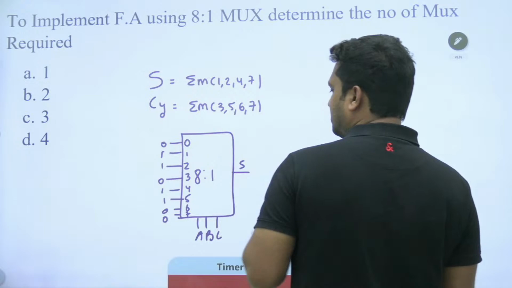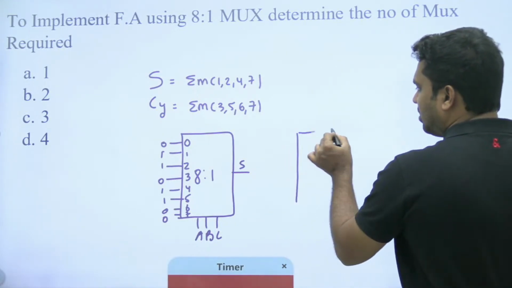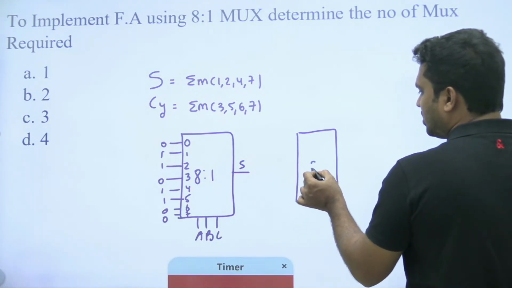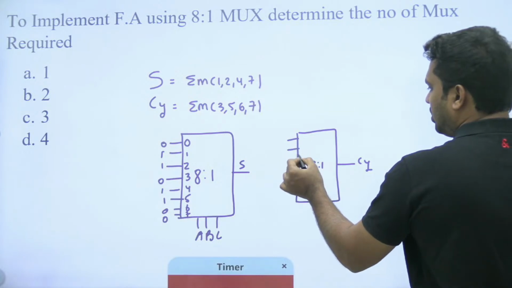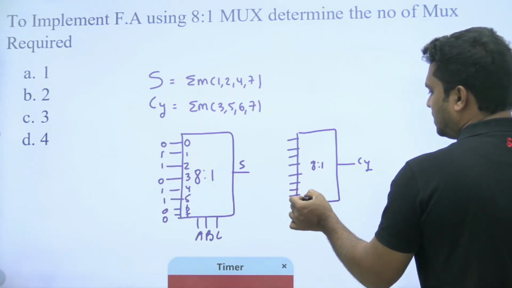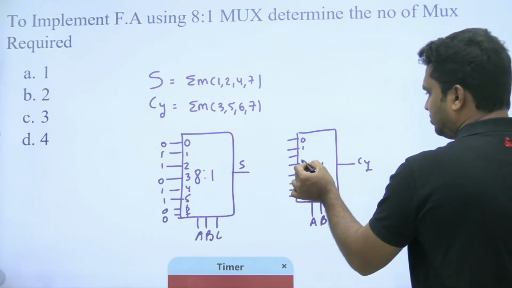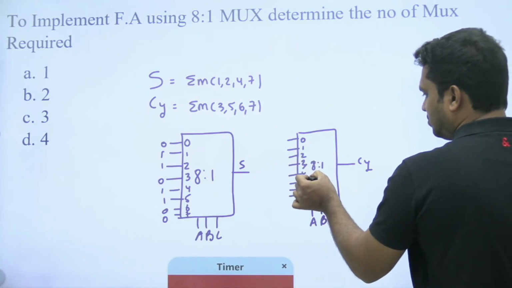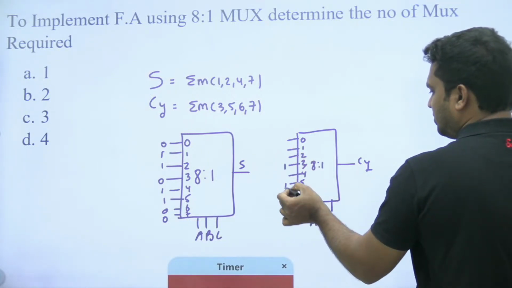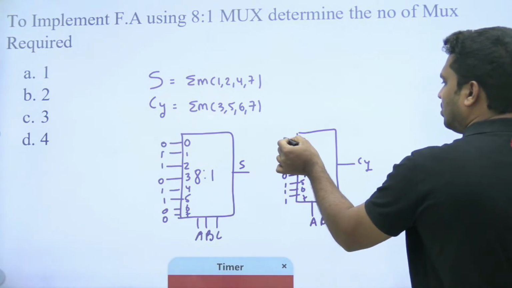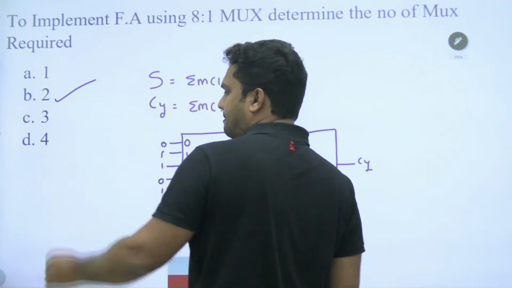That is sum. But for carry, one mux can implement only one function. Adder contains two functions. What are they? Sum and carry. So for carry you require one more multiplexer. A, B, C are the selection inputs. Sum of the minterms 3, 5, 6, 7. That's it, the work is done. So it requires two mux. Okay.